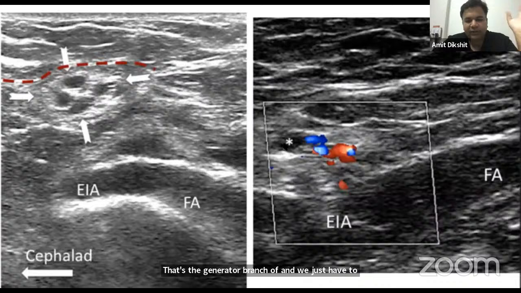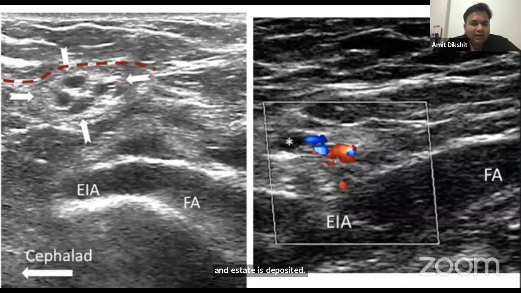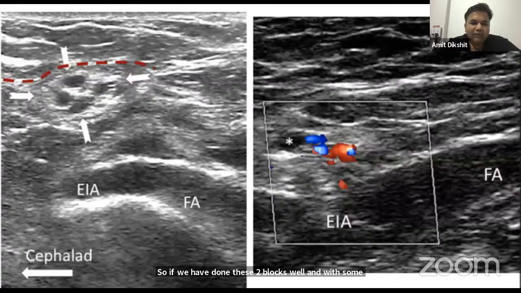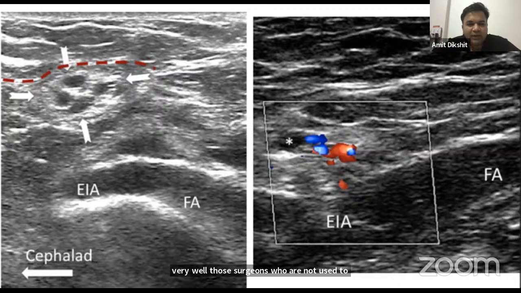So if we have done these two blocks well, and with some local infiltration along midline, hernia block will act very well. Those surgeons who are not used to doing hernia under block, we have to train them, and we have to ask them to be gentle. When they pull the hernia sac, that time patient may have a little bit of pain. So we have to tell them to be gentle, and surgery can be done very well.